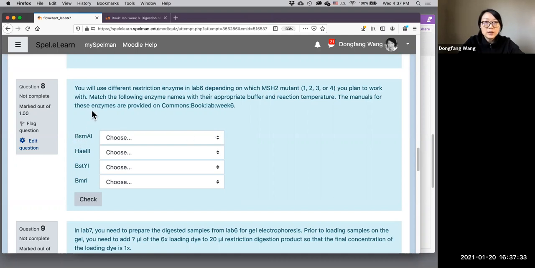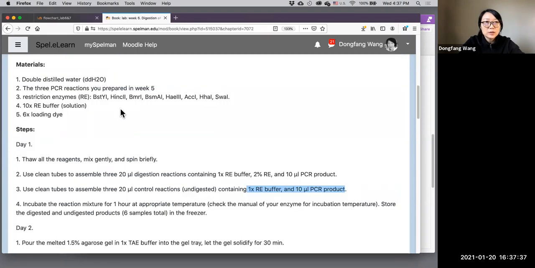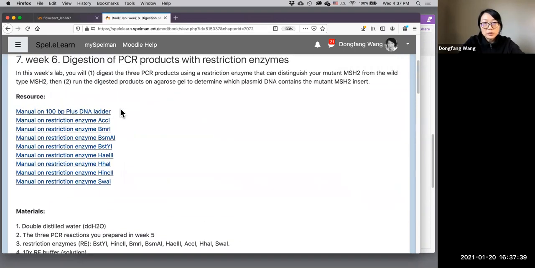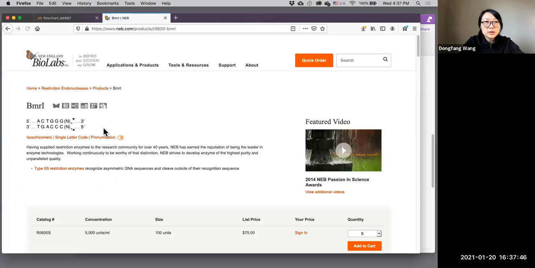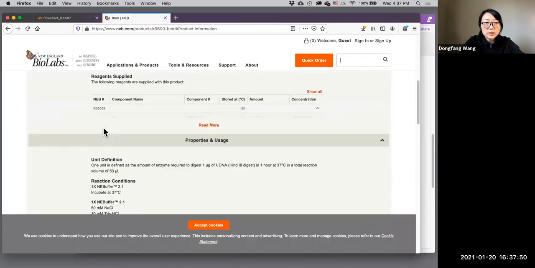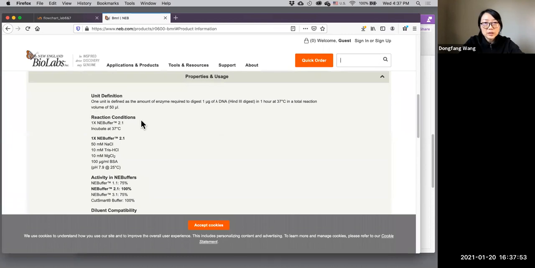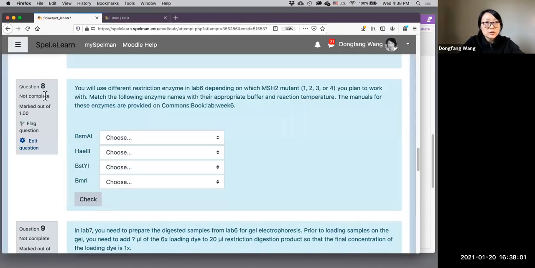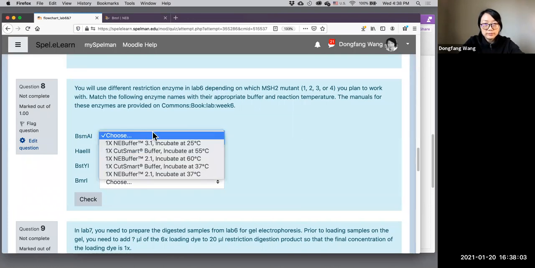BsmAI. The manual for this enzyme is located on the Commons page. If you go to the resources, we're going to look at this enzyme. This leads us to the manufacturer's website. Scroll down and you'll see that information under reaction conditions. This is the name of the buffer for that enzyme, and this is the incubation temperature. So this is how to solve question 8.